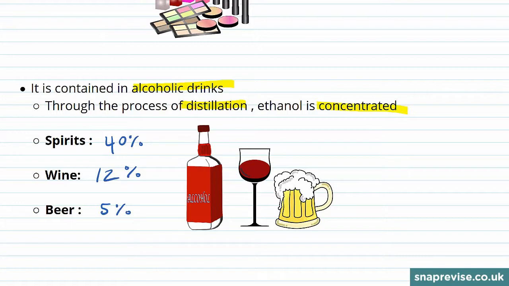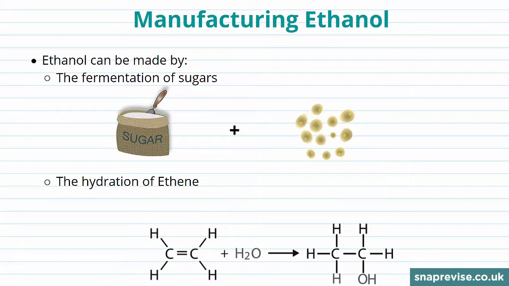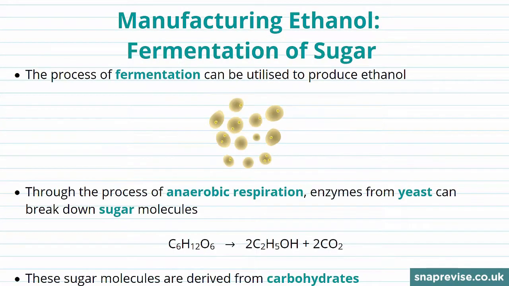So now we've looked at how useful ethanol is, let's take a look at how we can manufacture our ethanol. Ethanol can be made in two ways, by the fermentation of sugars or by the hydration of ethene, an alkene. So let's take a look at both of these ways in a bit more detail now. Let's begin by looking at the fermentation of sugar.